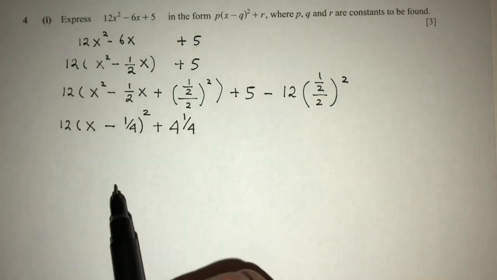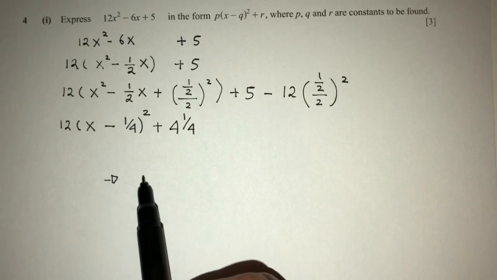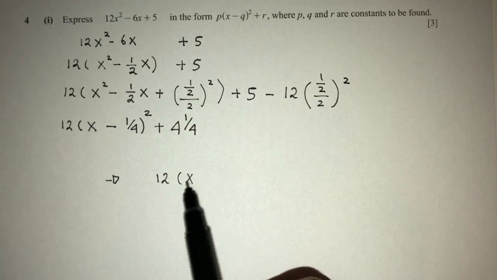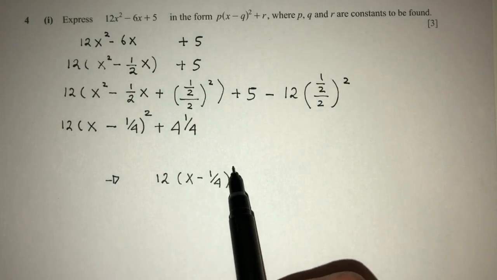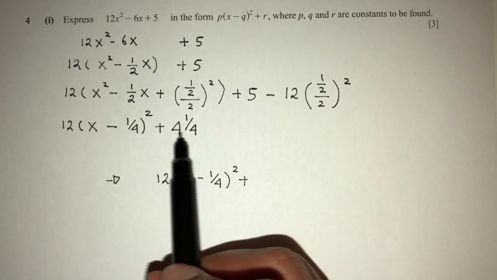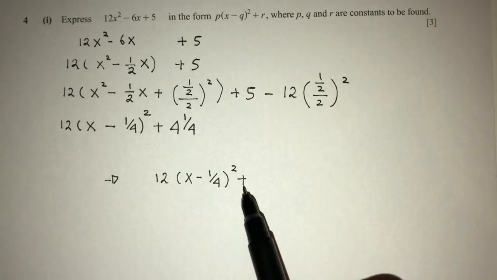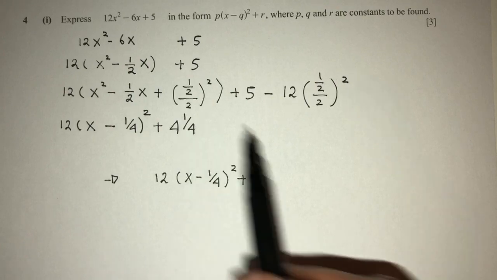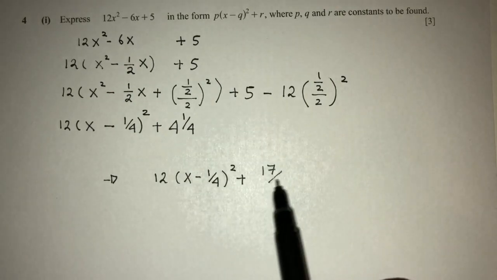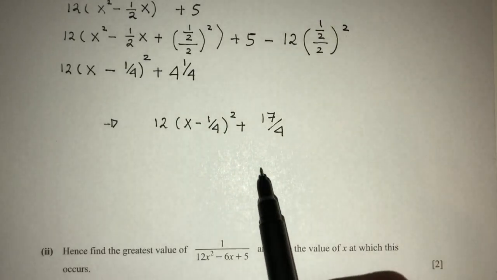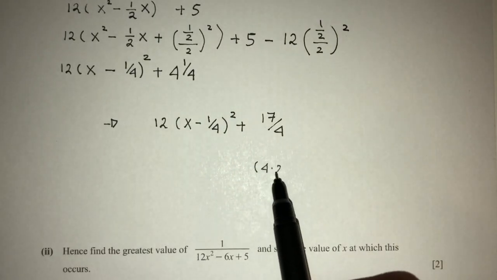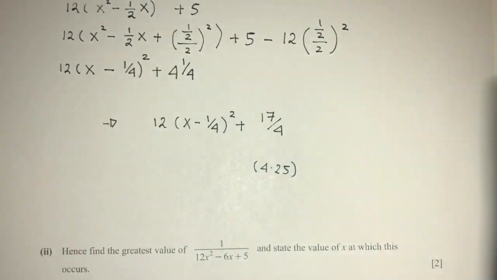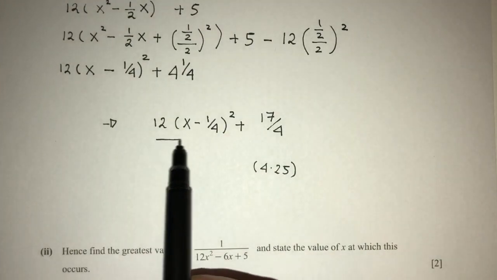Let me write this down again. So finally, we have realized that this can be written as, we take 12 outside, that will be x minus 1 over 4 square plus, if you want to expand this, you can always do that. That will be what? 4 times 4 is 16. 16 plus 1 is 17. 17 over 4. Or you can write 4.25, it is up to you. Because if you observe, this is 4.25, right? So this will be your answer for part 1.